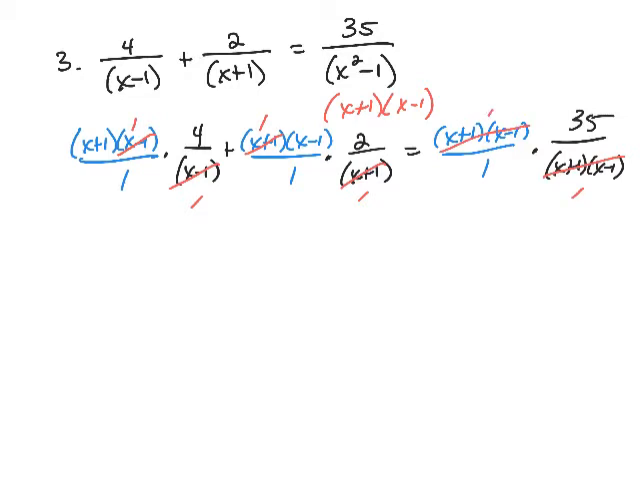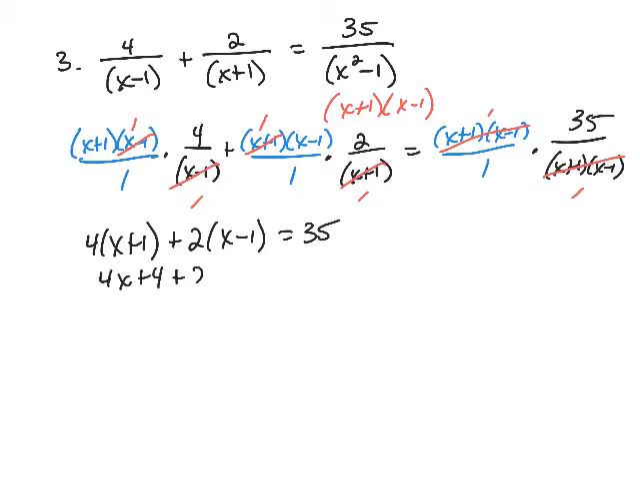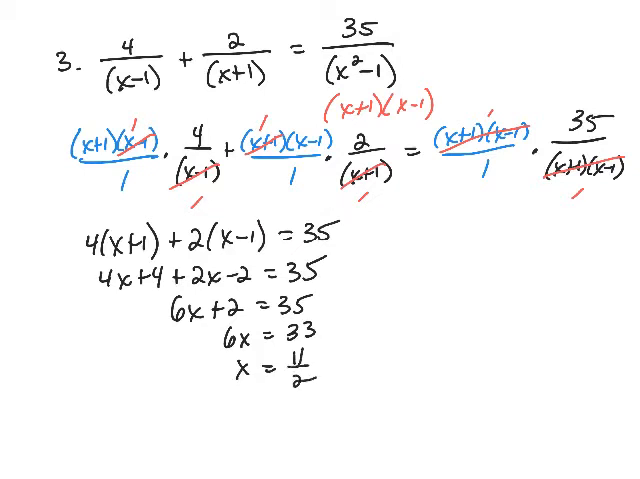So let's see what I have. I have 4 times x plus 1 plus 2 times x minus 1, and that is equal to 35, if I didn't make a mistake. Distribute: 4x plus 4 plus 2x minus 2 is equal to 35. 6x plus 2 equals 35, so 6x equals 33. X ends up being 11 halves, which is 5 1/2.